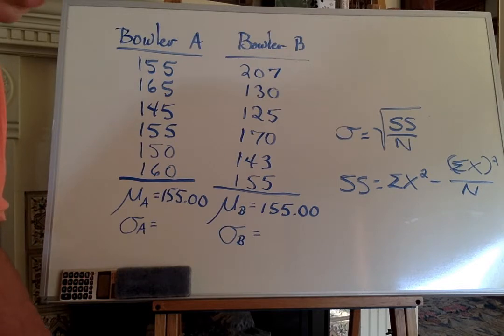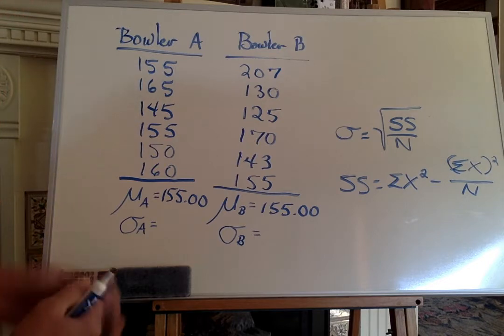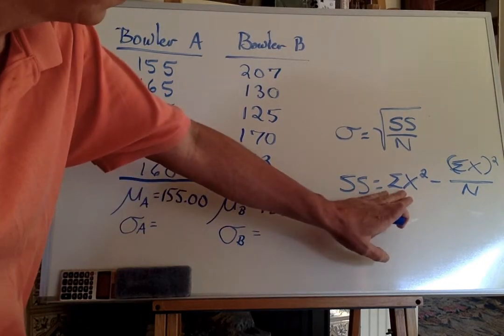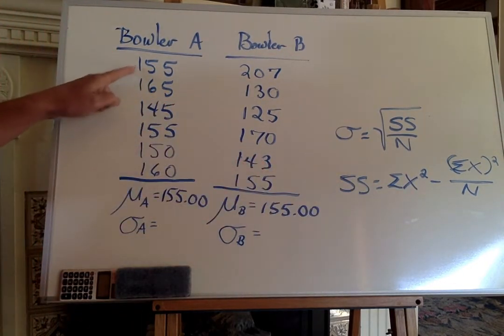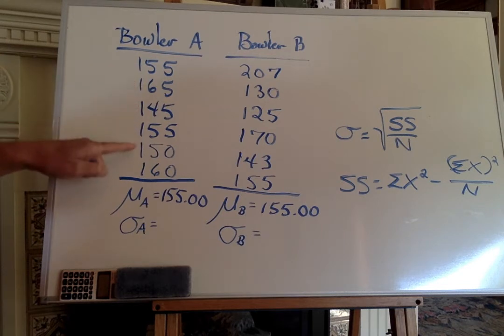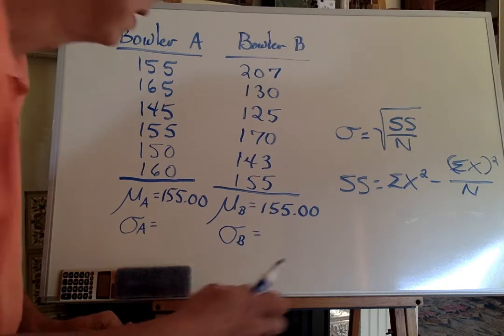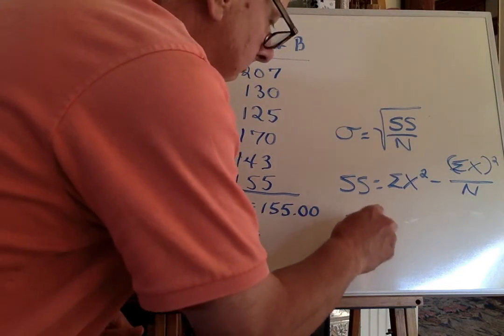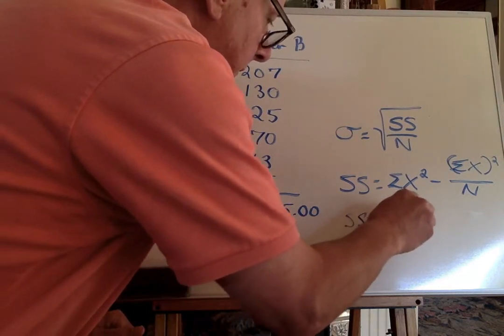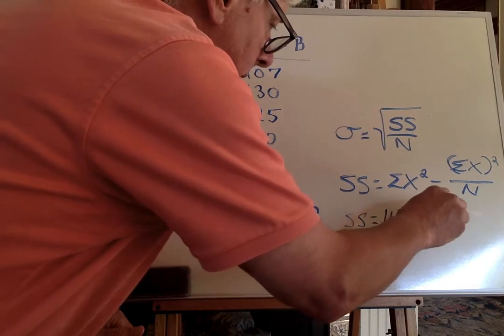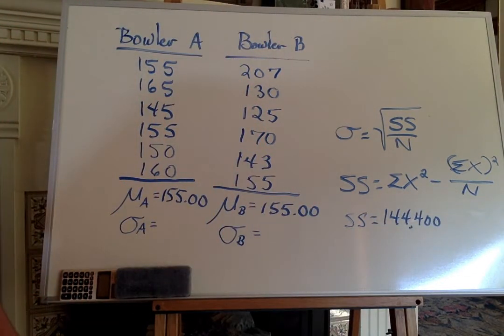Okay, hopefully you're back and we have our values. So this first item, what we're going to do is square each of these numbers, square each and add that together. And I think if you do that, you'll get 144,400.